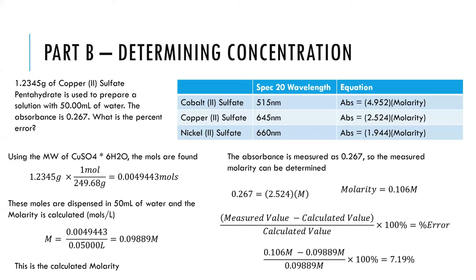7.19%. So for all three of your solutions, both the transition metal sulfate solution, the aluminum sulfate solution, and that combination solution, solution three or solution C, you're going to be choosing the wavelength and measuring the absorbance, and then calculating from the absorbance what is the measured molarity and the percent error of your solution.